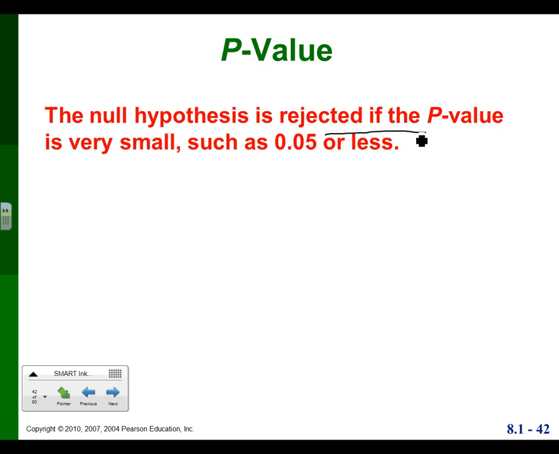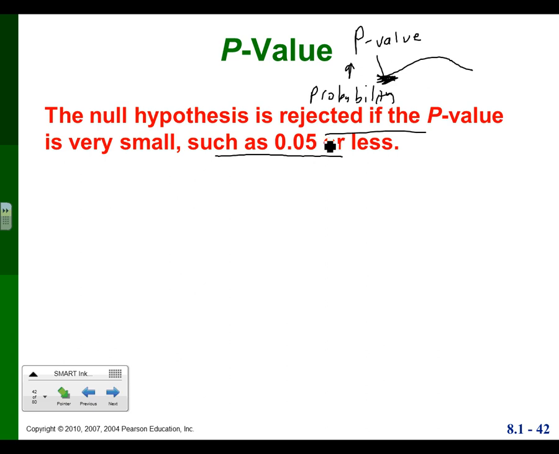Hypothesis is rejected if the p-value is very small, such as 0.05. The p-value is the area of the shaded region. Not small p, but capital P. That stands for probability. If the probability is low, it's not going to happen. If the probability of the test statistic is high, it's going to happen.